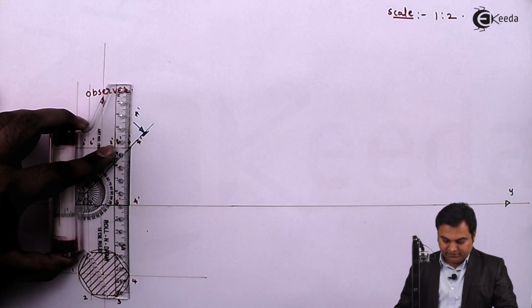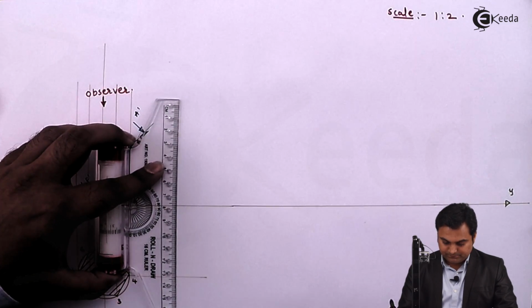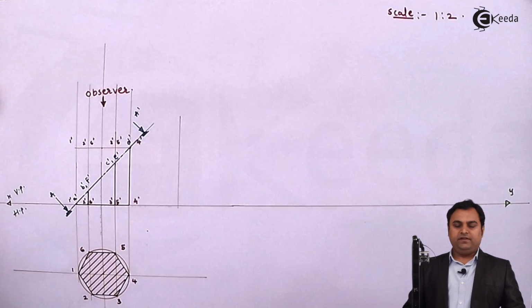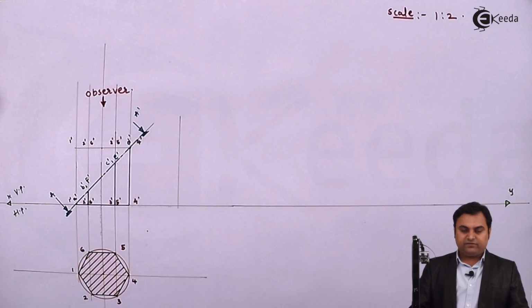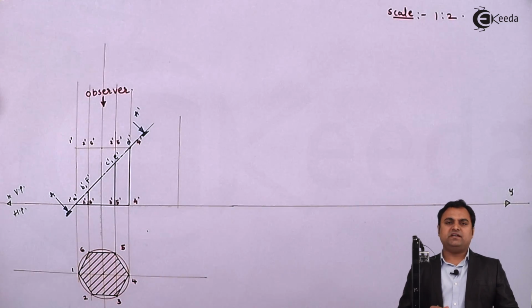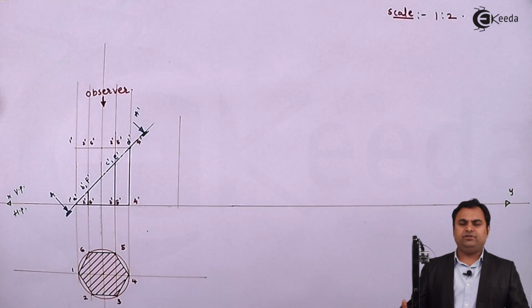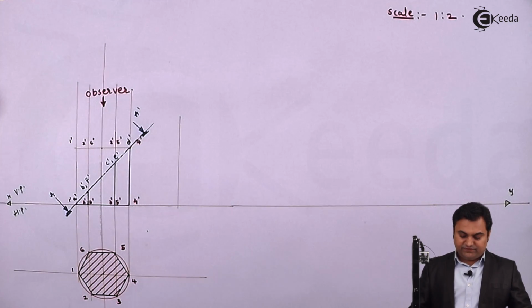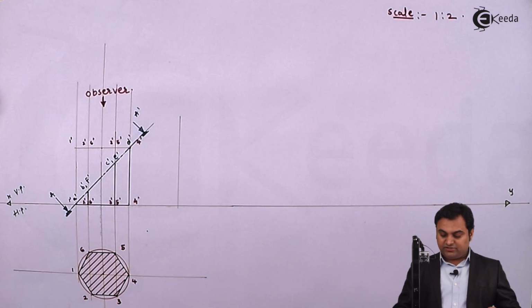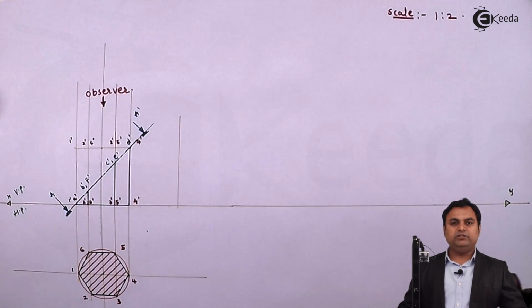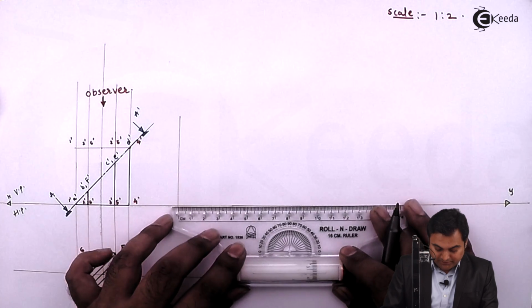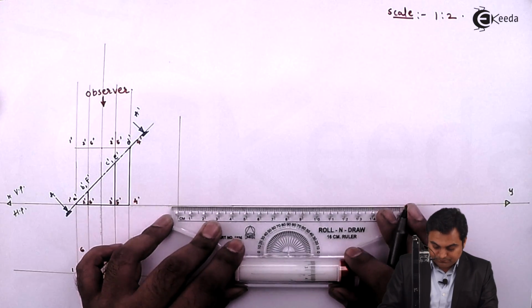I'll draw a light vertical line parallel to it. And then since there are 6 faces, each face has a dimension of 20 mm because I've taken half scale here. So having 6 faces means the total size will be 120 mm. When I open this, I'll measure 120.